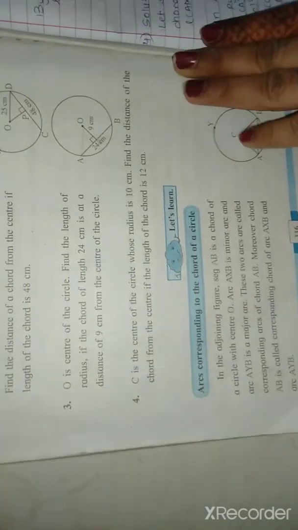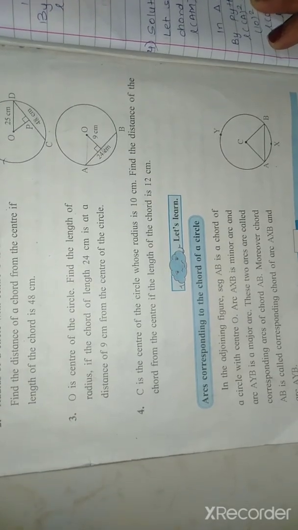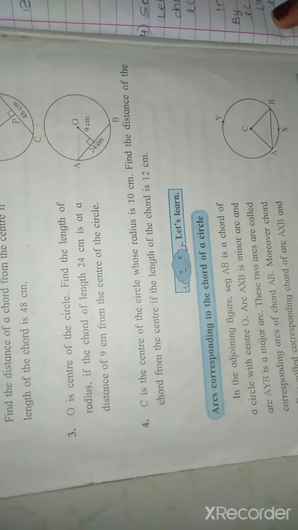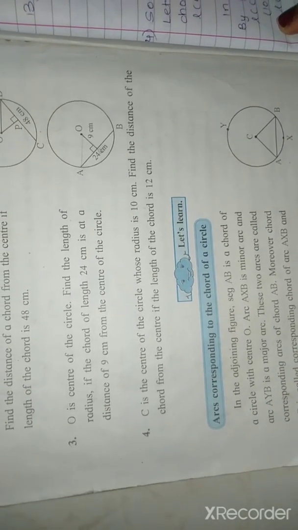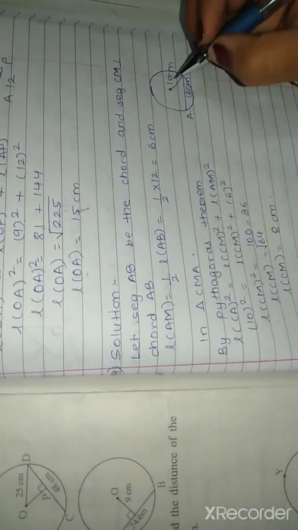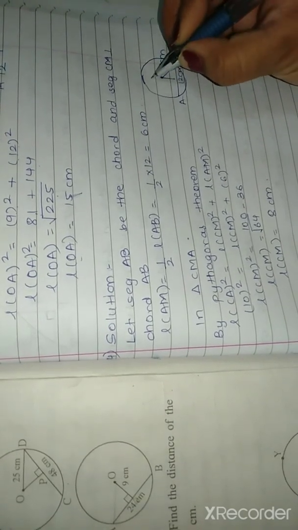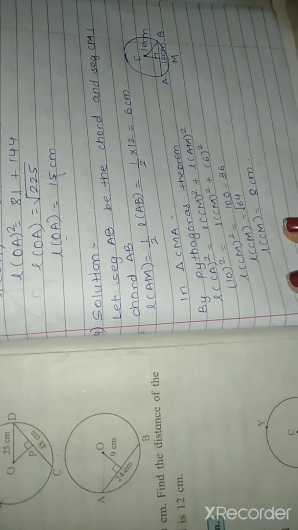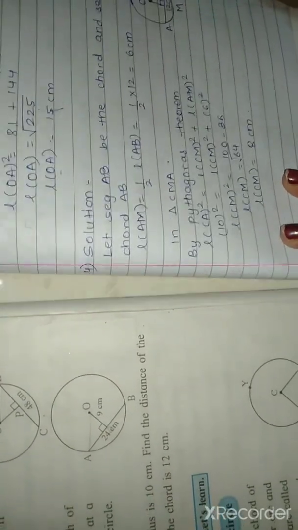Moving to question number 4. C is the center of a circle whose radius is 10 centimeters. Find the distance of the chord from the center if the length of the chord is 12 centimeters. Moving to the solution. Let segment AB be the chord and CM be the perpendicular bisector. This is C center. M is the point bisecting the chord AB. So CM is perpendicular to chord AB.